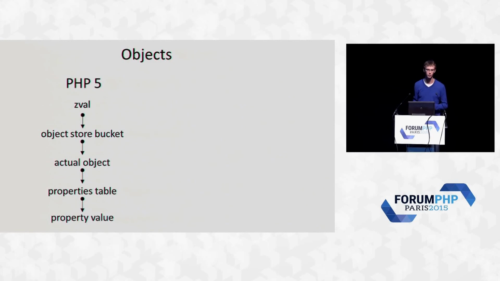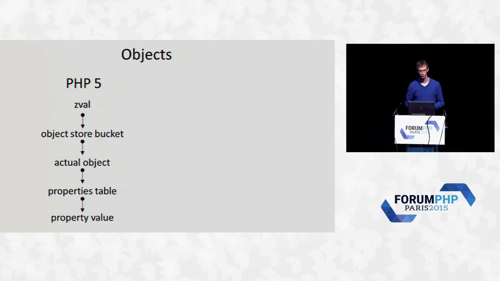So what do you have to do in PHP 5 if you have an object zval and want to get a property from it? This takes quite a number of steps, which are shown here. The zval itself only stores a pointer to an object store bucket. This object store bucket is responsible for managing the memory of the object. Then this object store bucket has a pointer to the actual object. The actual object has another pointer to the properties table. The properties table has another pointer to the property value. So you have to go through 4 levels of indirection to actually get at something you can use.